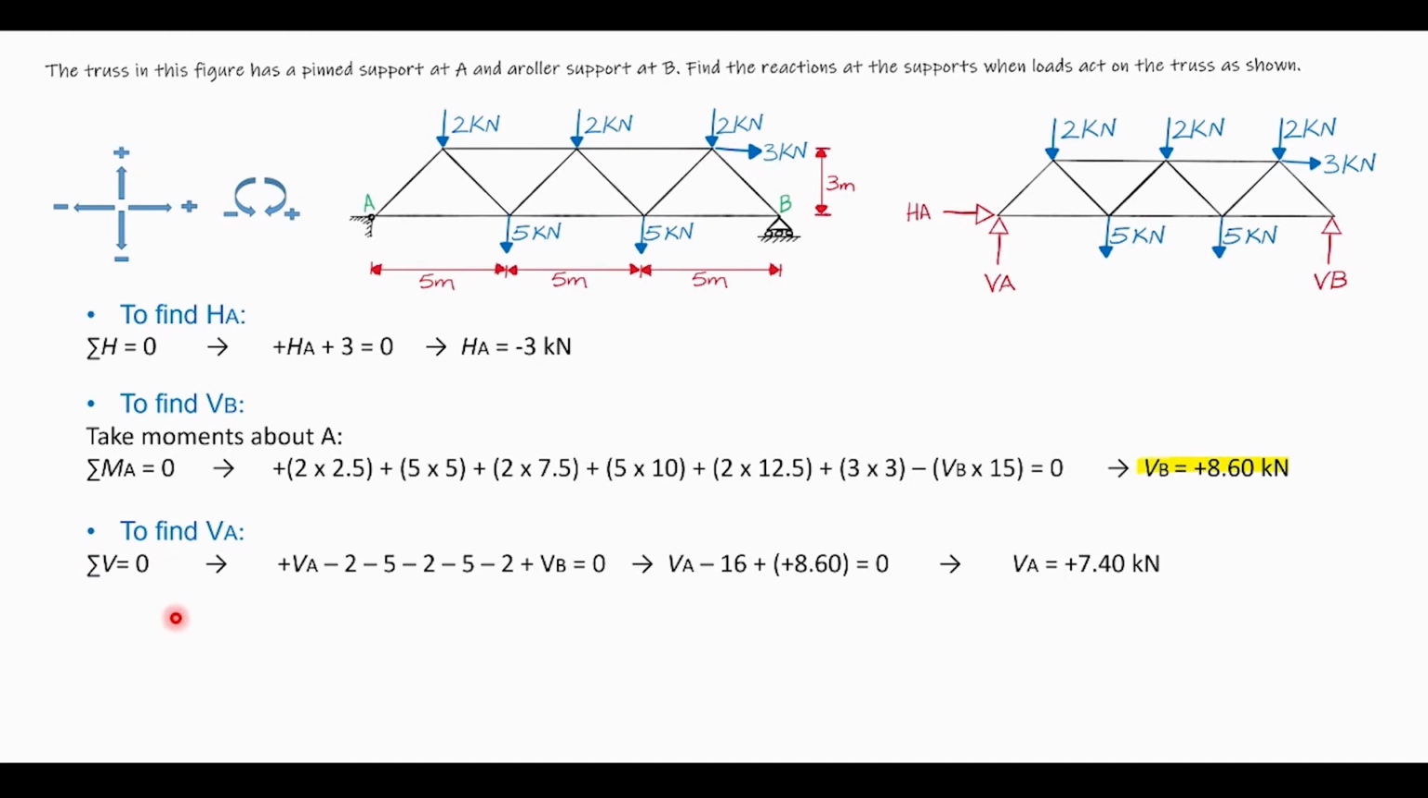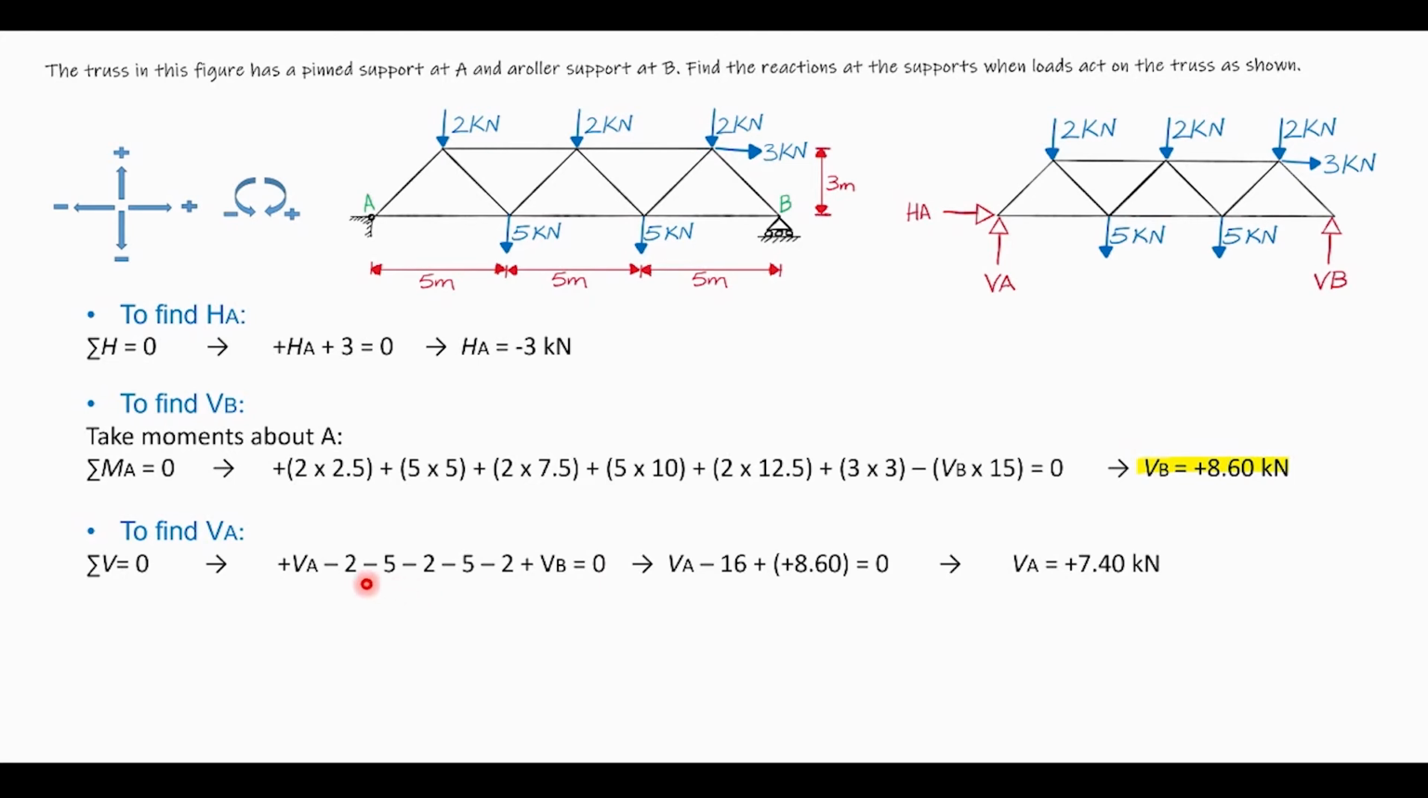To find VA, the sum of all vertical forces equals 0. We have VA acting upward, therefore positive, minus this 2 kilonewton acting downward, therefore negative 2, negative 5 acting downward, negative 2 acting downward again, negative 5 acting downward, negative 2 acting downward, plus VB acting upward equals 0.